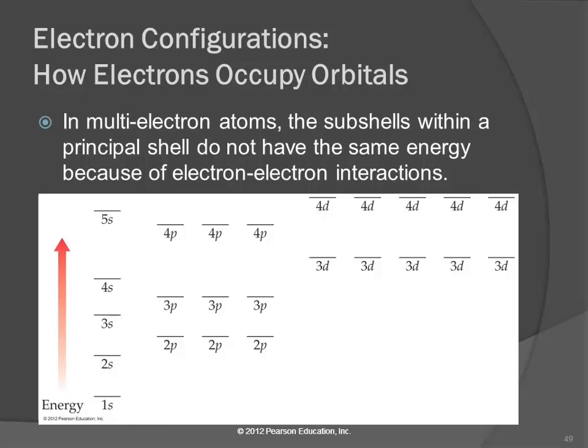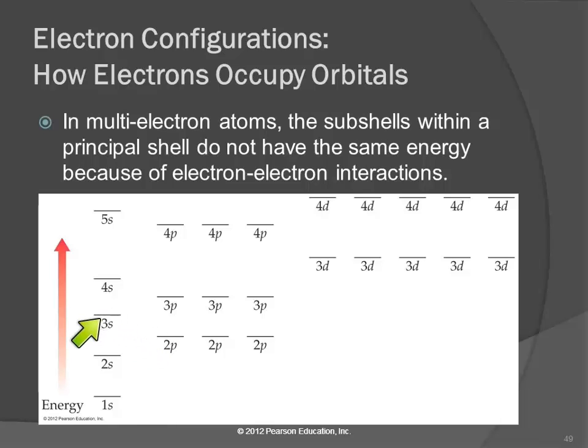So when we have atoms that have more than 1 electron, then the subshells within a principal shell don't have the same energy because of interactions between the electrons. The first level, n equals 1, is the lowest energy, and n equals 2 is higher in energy. But we would expect these p orbitals to be the same energy as the s, and yet they're not. They're a little higher in energy.